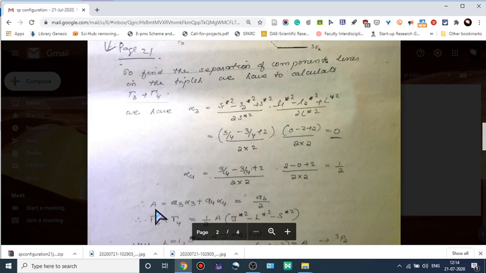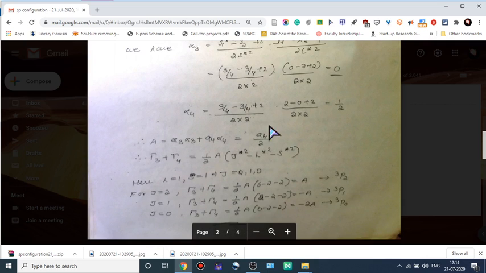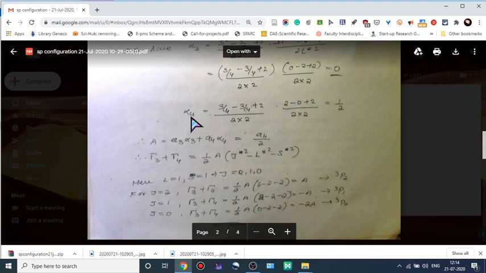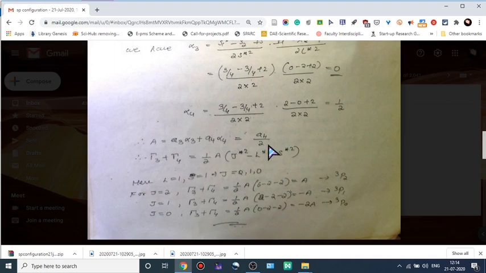In connection with the constant A, that is alpha 3 A3 plus alpha 4 A4, substituting alpha 3 and alpha 4 into this equation, we will get A by 2. So gamma 3 plus gamma 4 equals 1 by 2 A times J star square minus L star square minus S star square. Here L equals 1, S equals 1, J equals 2, 1, 0. Look at what happens if S equals 0, L equals 1, J equals 1. Obviously these terms cancel, so gamma 3 plus gamma 4 is 0.